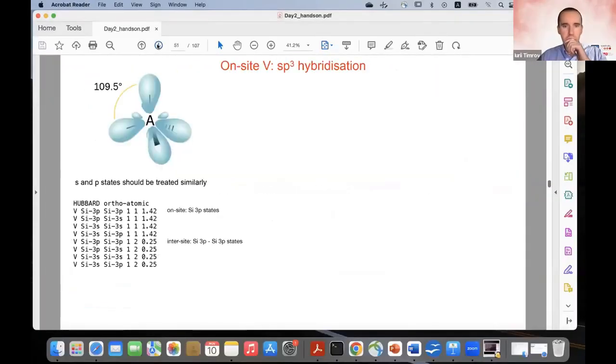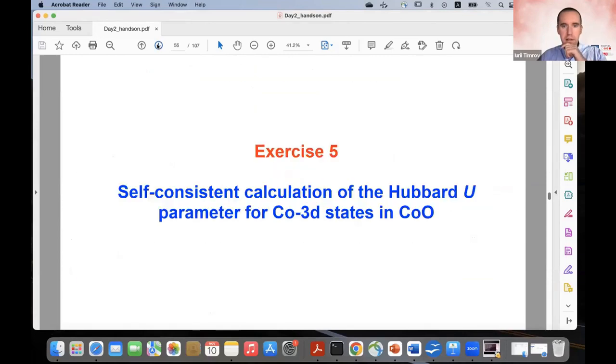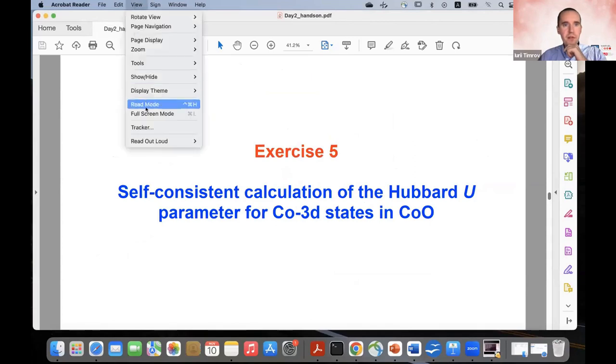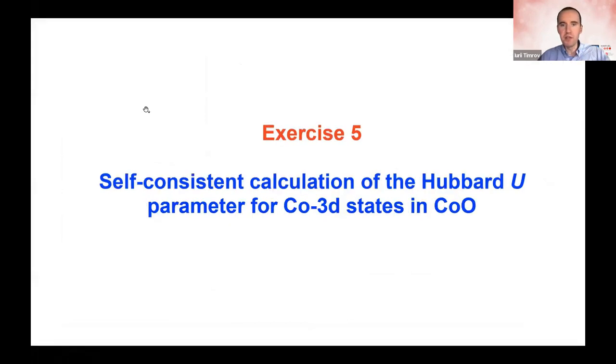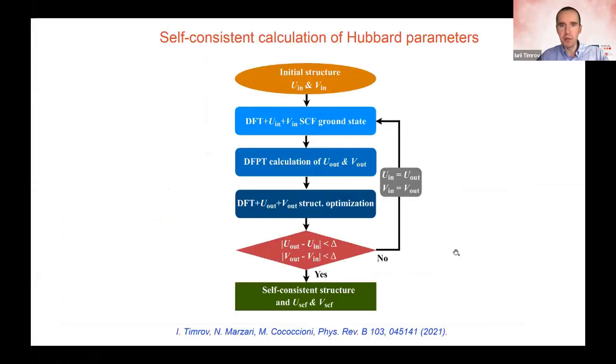Okay, let me just go to the next exercise. Exercise 5, the calculation of Hubbard U. So far, we showed you how to use DFT plus U and DFT plus U plus V once you know the values of U and V. So far we assumed we know them. But now in this final part of the hands-on, we'll show you how to compute them using Quantum ESPRESSO. The first exercise was about cobalt oxide. So let's do exercise 1 again for cobalt oxide and see how to compute Hubbard U.